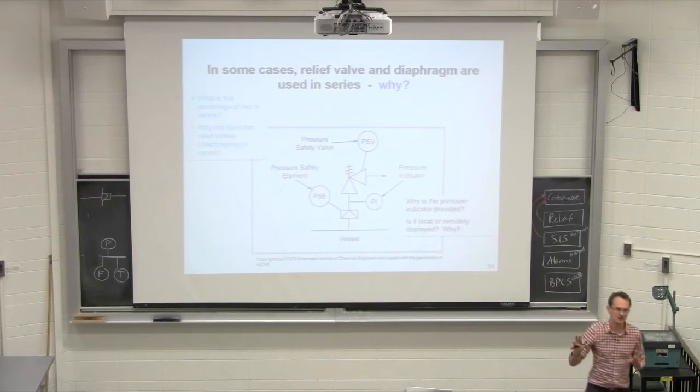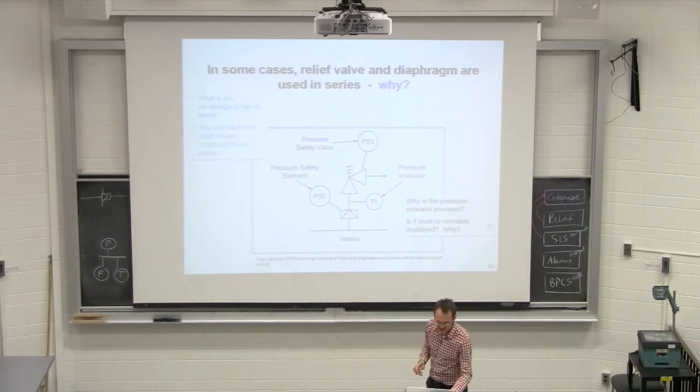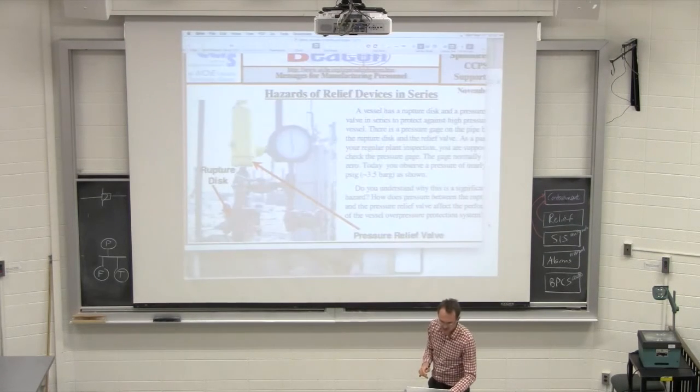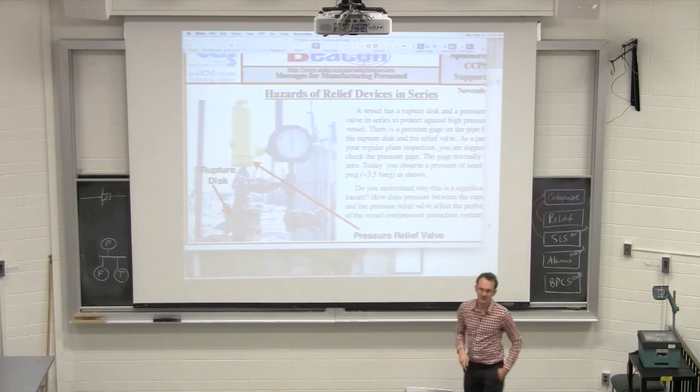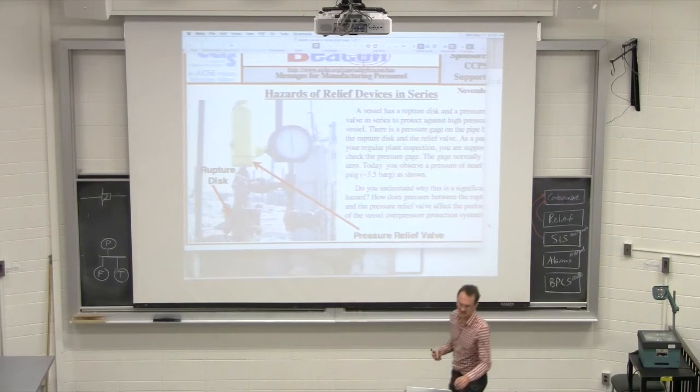Any thoughts on why we have two in series? Does it make it more safe? What aspect? You see this on drawings regularly. Why would you see this? Just to give you a bit more context, this is not some hypothetical situation. There's an actual example of it here from AIChE, which publishes these safety beacon alerts, and there's your rupture disc, there's your safety relief valve, there's your intermediate pressure gauge, okay? We see this regularly on processes. You will see this on P&IDs.